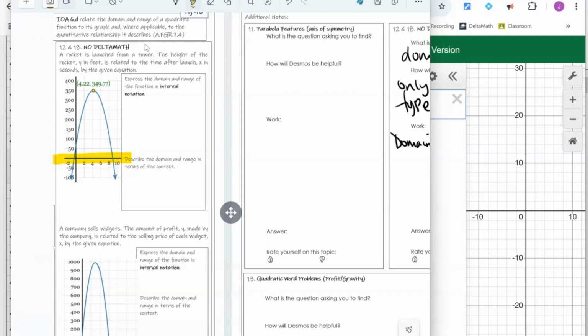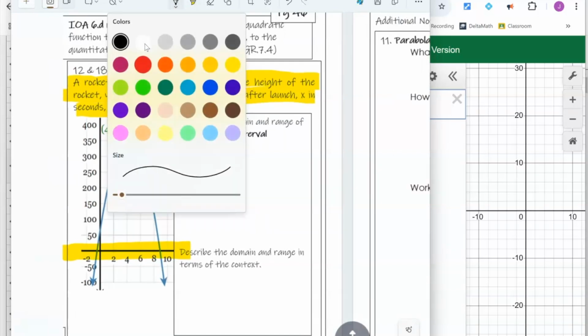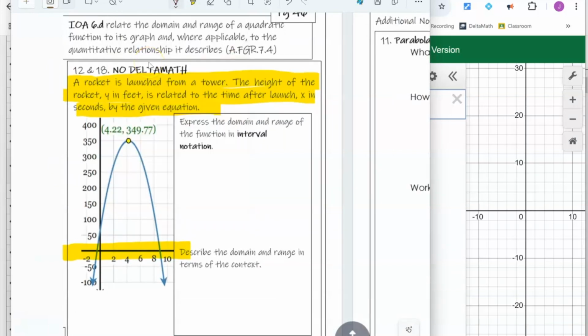How do you know that? Because it gives you a story, okay? So it's giving you a story. You have to think through what the story is saying. So let's look at it. The rocket is launched from a tower, okay? So this is a rocket that is launched from a tower. The height of the rocket is y in feet. Okay, so I know that this is the height. So we're going to go ahead and say that. That's the height in feet.